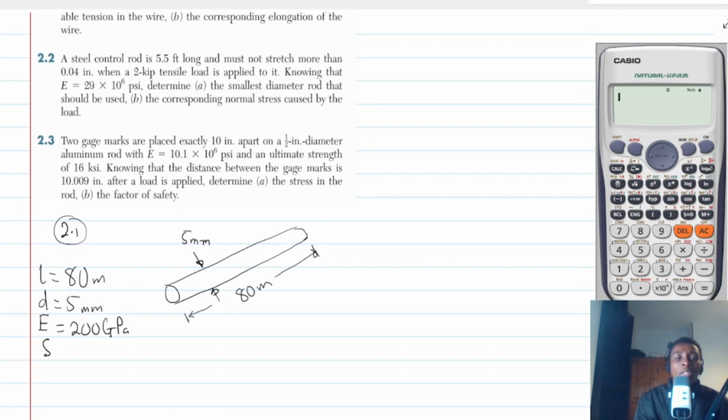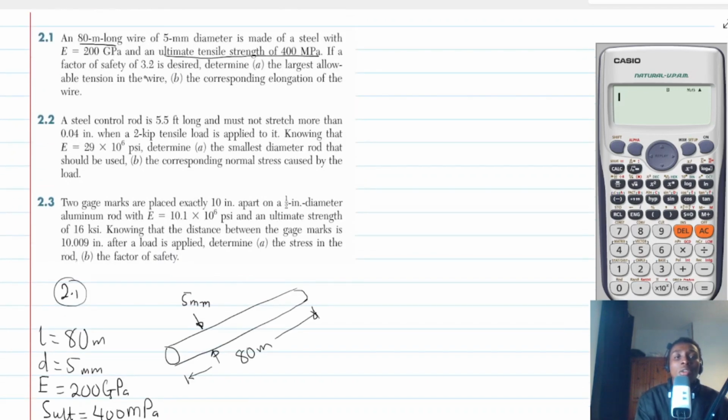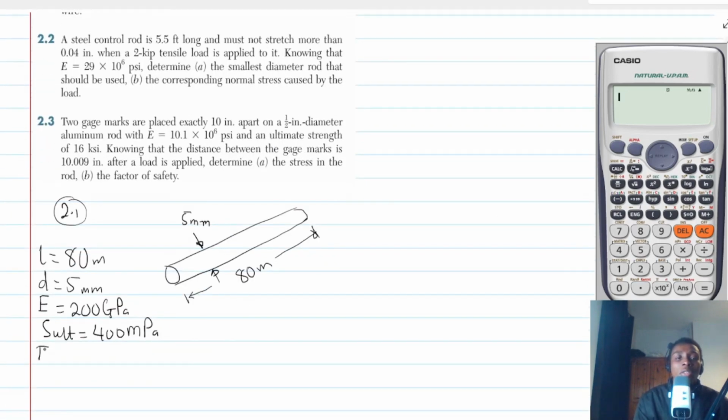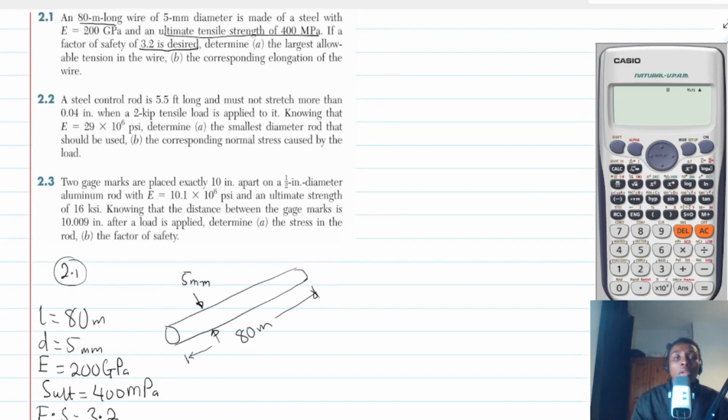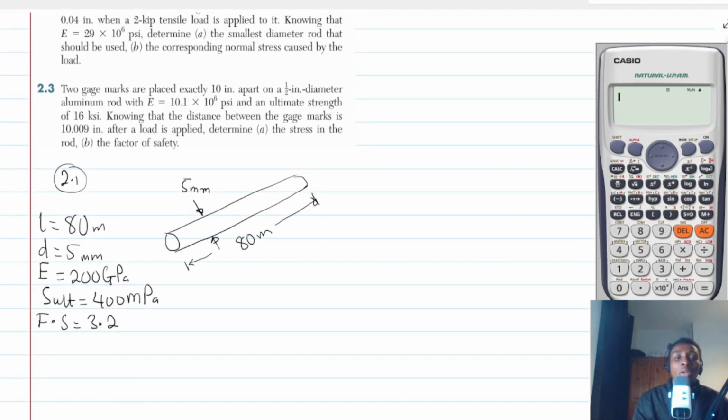So ultimate tensile strength of 400 megapascal. Okay, and then a factor of safety of 3.2 is desired. So we have the factor of safety F.S. 3.2. Now we should determine the largest allowable tension in the wire and then the corresponding elongation of the wire. So this question is very simple and straightforward.